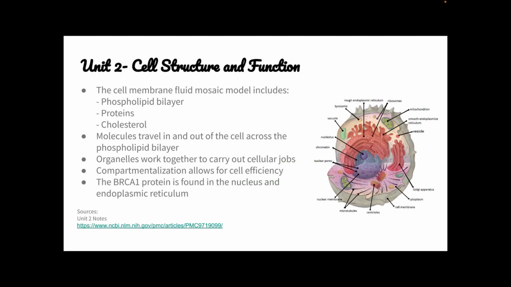Next up is Unit 2, which is cell structure and function. And so the cell membrane, the fluid mosaic model, includes a phospholipid bilayer, which uses negatively charged phosphate heads and fatty acid tails, which are lipids. It includes proteins. There's a bunch of different types of proteins that help with transport. There's a bunch of proteins on the cell membrane. And next is cholesterol, which helps maintain the fluidity or solidness of the plasma membrane.